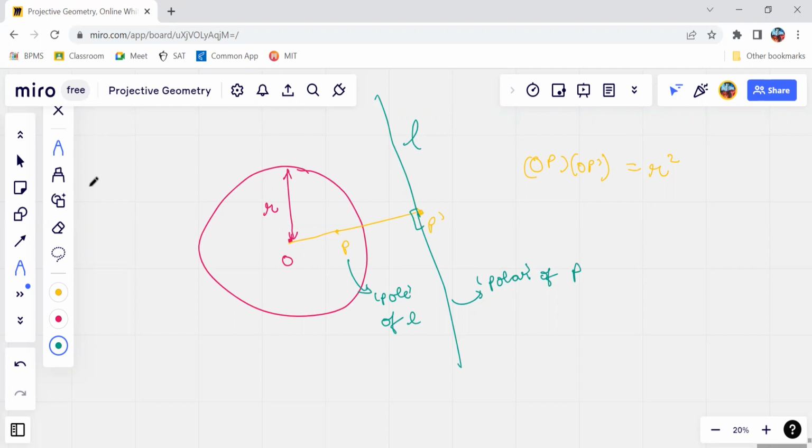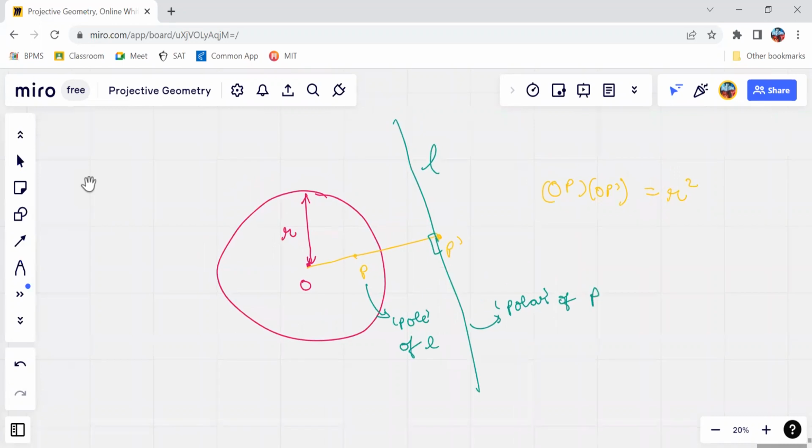Okay. And pole and polar are easy to get confused. An easy way to remember is that points are smaller than lines and pole is smaller than polar. So pole is the smaller word. It refers to a point and polar refers to a line.